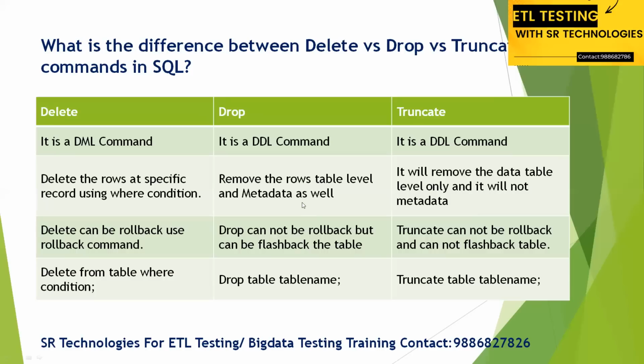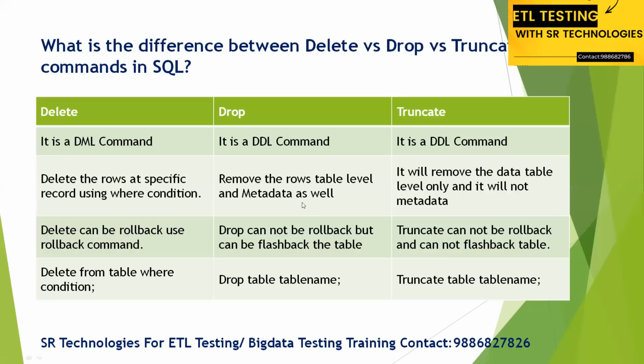We do have an option, flashback table name. Whatever table has been removed is available in the recycle bin, and using flashback table we can get that back. I'll show you in the practical. When it comes to truncate, it cannot be rolled back, and cannot be flashed back as well. And as for the commands, let's see how the syntax goes: delete from table where condition, drop table name, truncate table name.